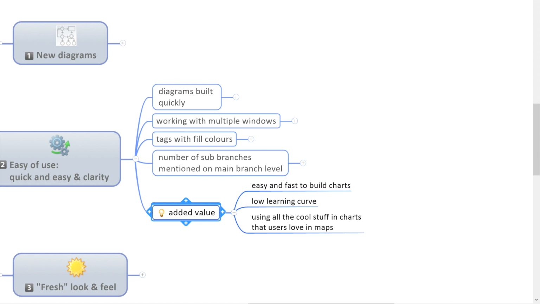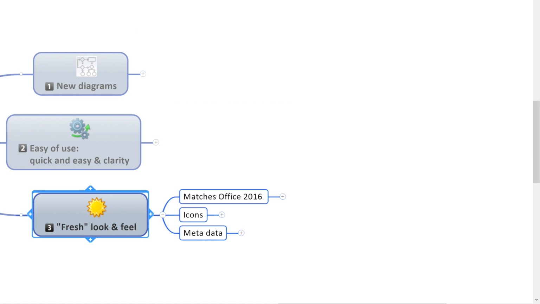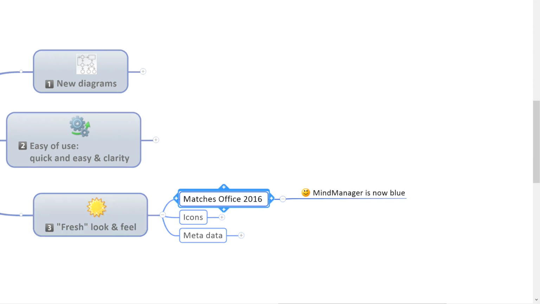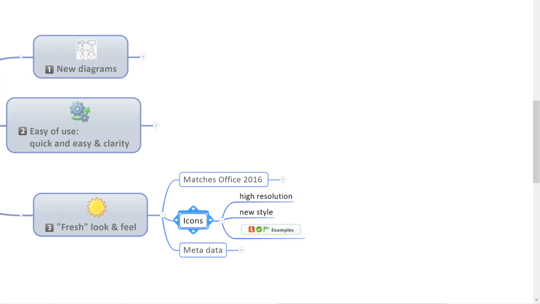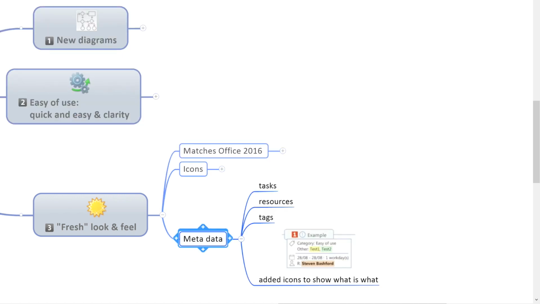Then third, there is a fresh look and feel. So MindManager now matches Office 2016. MindManager is now mostly blue in the interface. The icons are also freshened up, so they're now high resolution and new style, as you can see in this example. And the metadata, so for example, tasks, resources, and tags, are also redone. They applied some coloring and also some icons to indicate what is what. So what is a resource, what is a task.